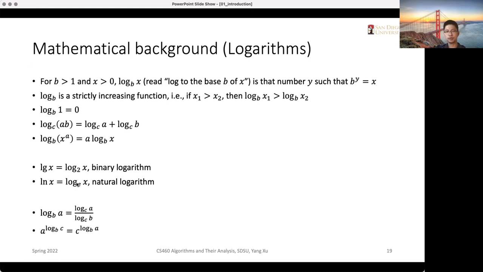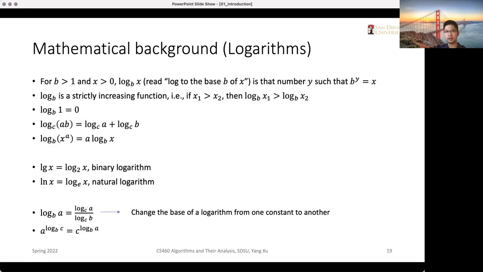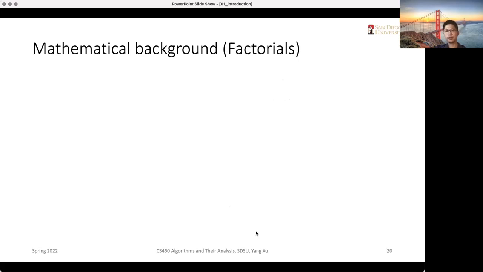And a to the power of logarithm base b of c is something we can switch: the a and the c, and we have the equation still valid. Okay. All right. And then we come to the factorials.